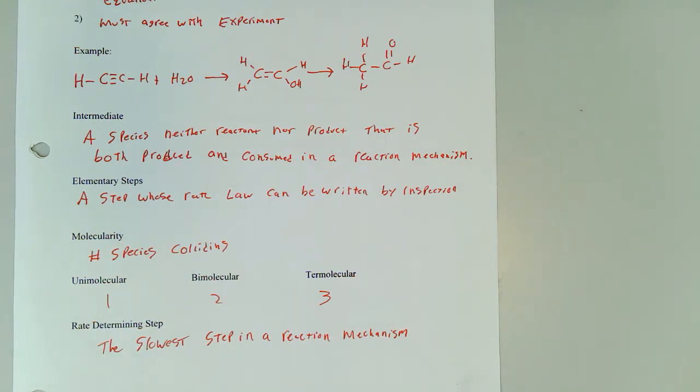If you have multiple steps in a chemical reaction, one of them is going to be known as the rate-determining step. That would be the slowest step in the reaction mechanism. The reaction can't happen any faster than that step does.